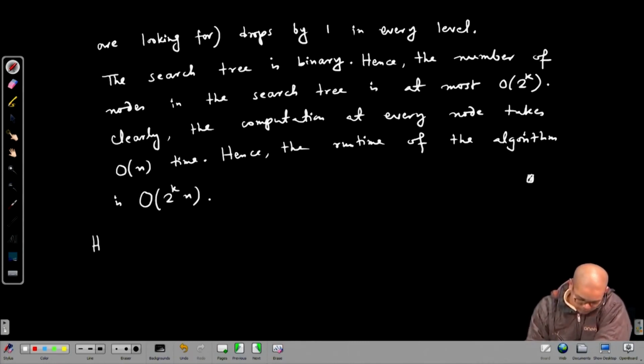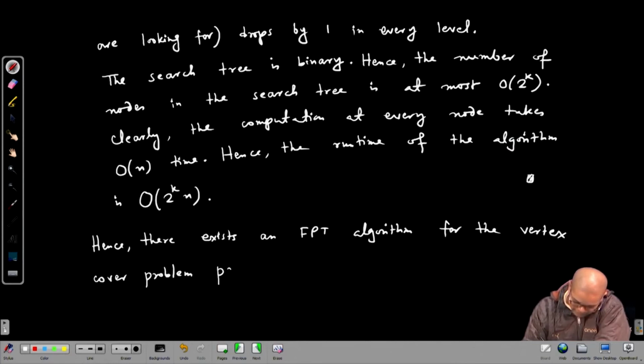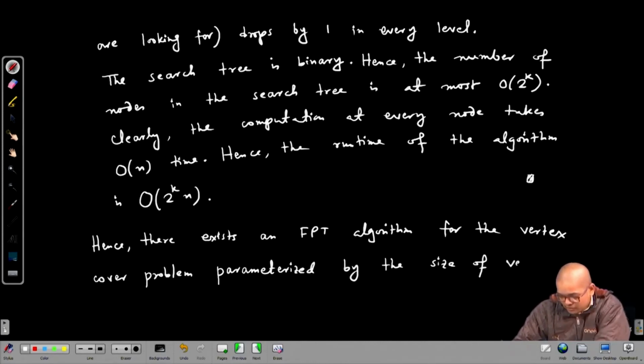Hence, there exists a FPT algorithm for the vertex cover problem parameterized by the size of the vertex cover we are looking for.